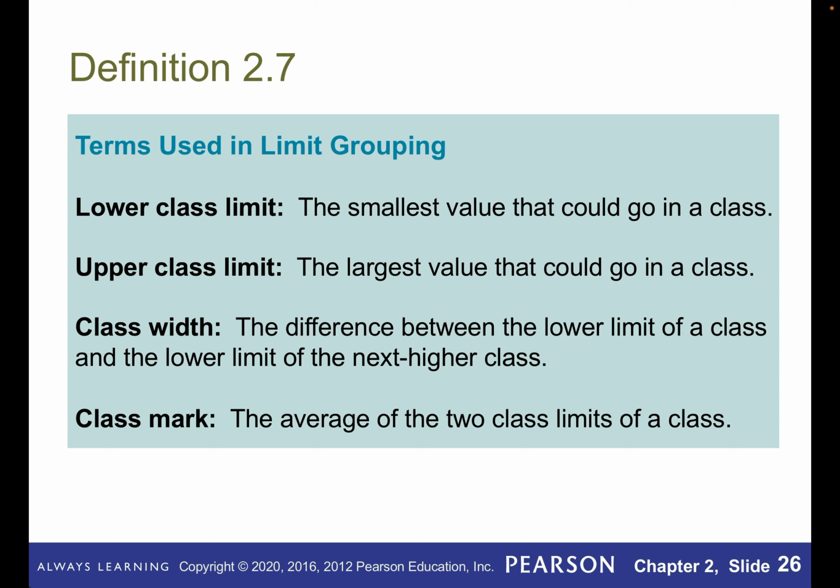Okay, the next method, the middle method, was limit grouping. And with limit grouping, typically this would be discrete data. Then we have a lower class limit and an upper class limit. With each class, the lower class limit is the smallest value that can go in that class, and the upper class limit is the largest value that can go in that class. And then the class width is the difference between consecutive lower class limits, or you could also do consecutive upper class limits. And the class mark is what you get if you average the two limits of a class.